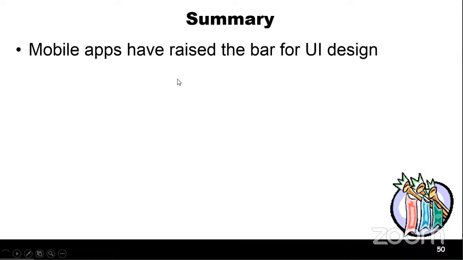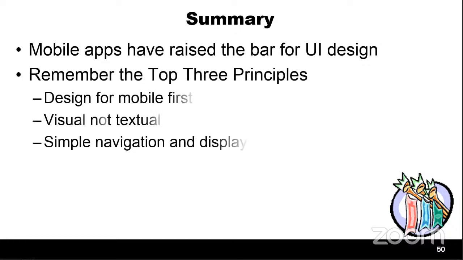Okay, so summary. Mobile apps have raised the bar for UI design. Now that we have this kind of pervasive use of mobile devices, cell phones, tablets, everything outside the business, users that we have inside our business are used to that. And so they're kind of expecting our applications that we create for the business to be that way as well. Remembering the top 3 principles will get you pretty far as far as how to accommodate that expectation. Design for mobile first, and visual, not textual, and simple navigation and display.